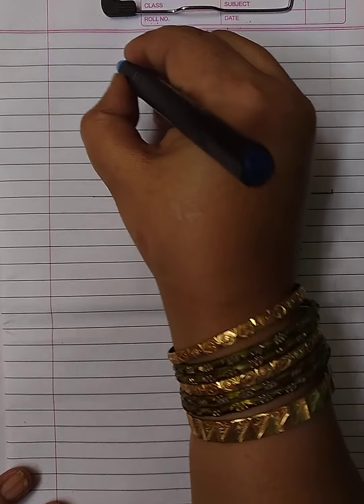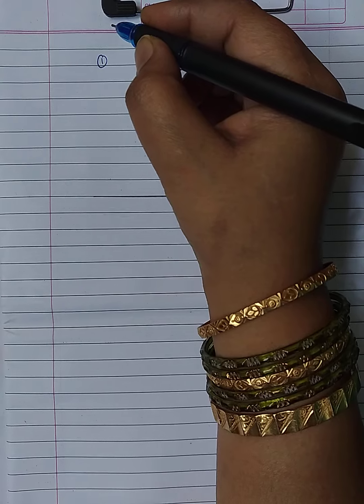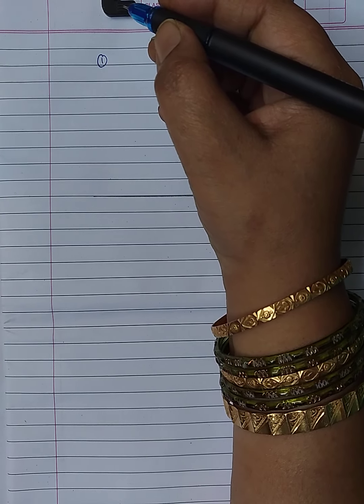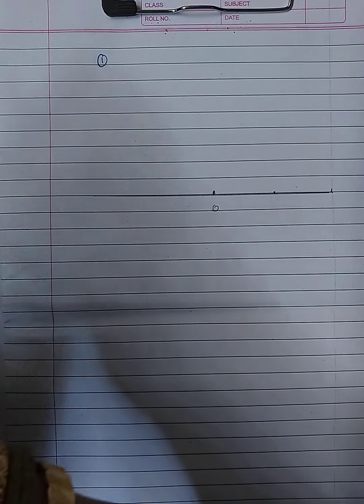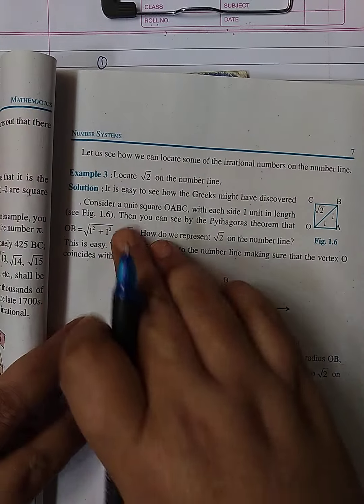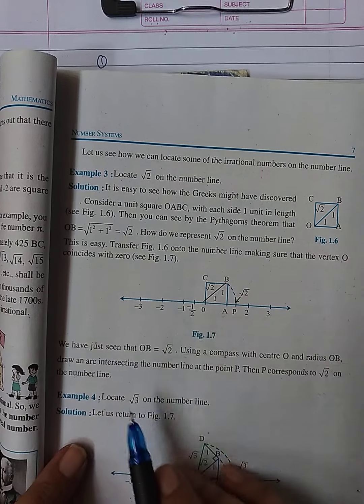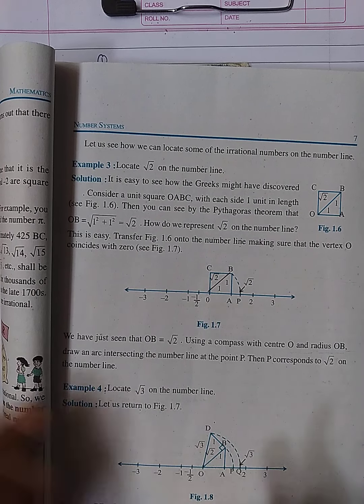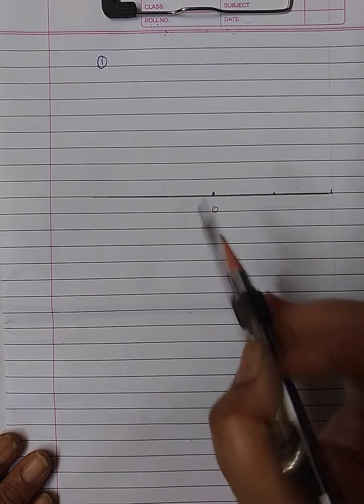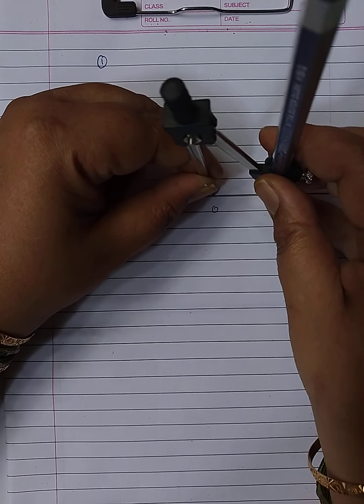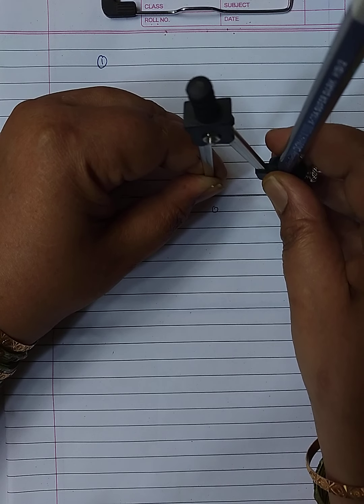So first we will start by locating root 2. It is given in the textbook also. See here in the textbook. Example: locate root 2 on a number line and locate root 3 on the number line. So how will we locate that? First we have to draw the number line here, and this is 0, and we have to take the scale as 1 unit as 2 centimeters or 3 centimeters.